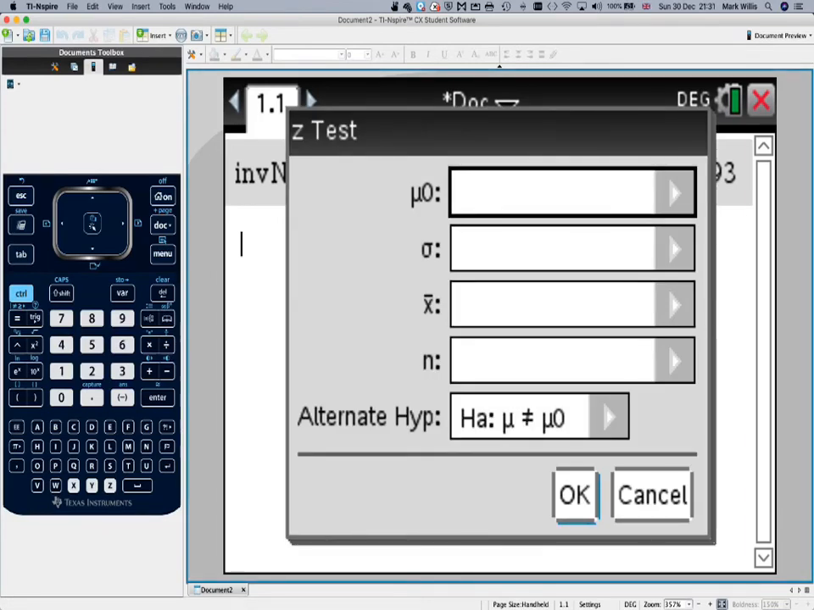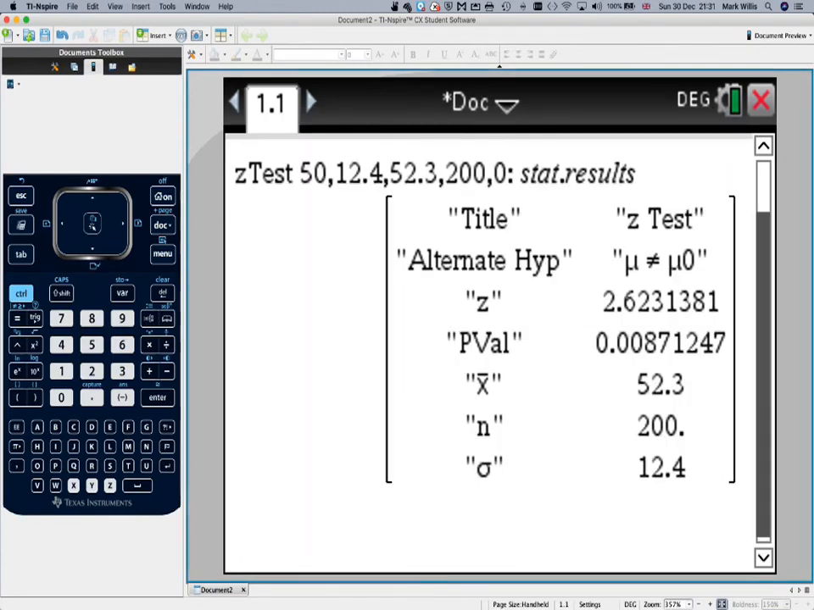Right, in here we put the population mean, which is 50. Here we put in our standard deviation that we have, which is 12.4, the one that we estimated. Here we put in our sample mean, which is 52.3. And here we put in our sample size, which is 200. Now here we need the type of test, so it's actually set up for what we want. We want not equal to. This is the two-tailed test, so we press OK, and that will return some values.